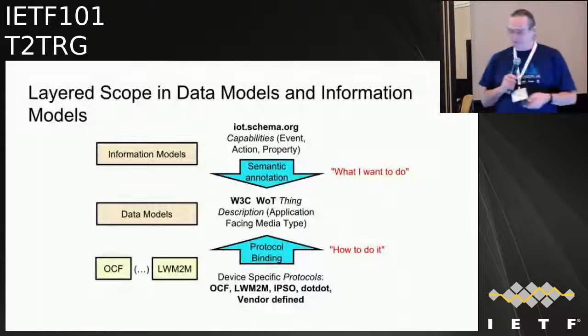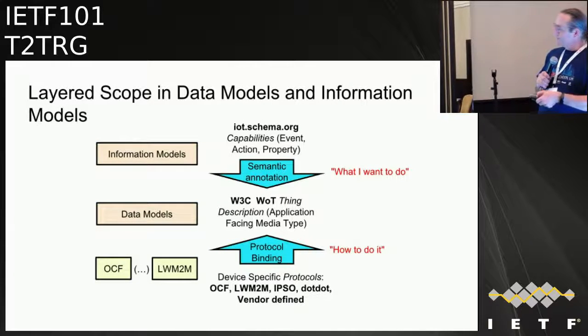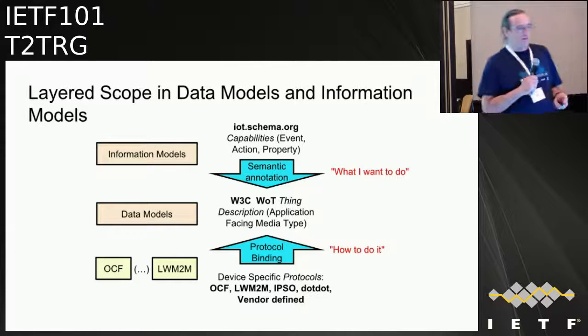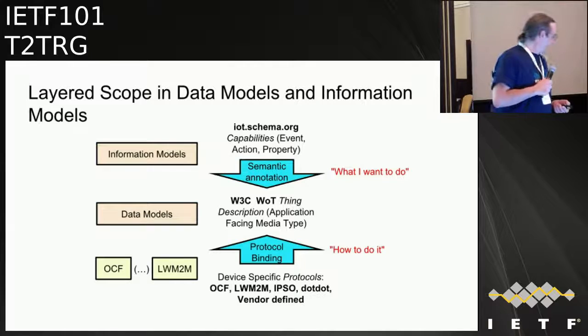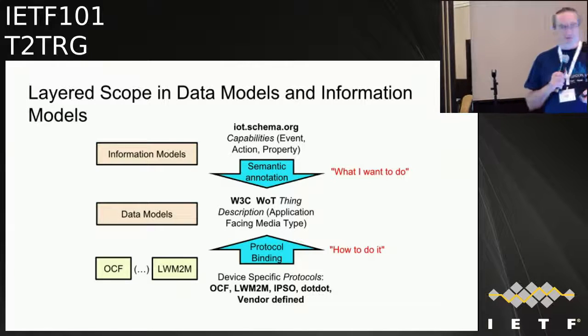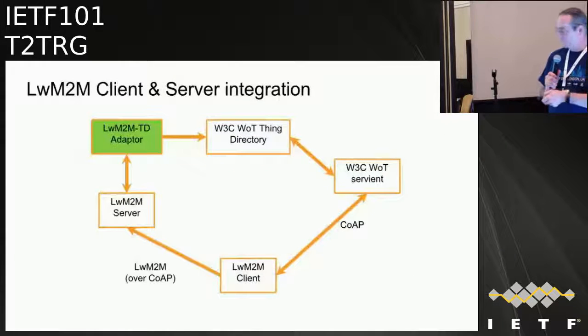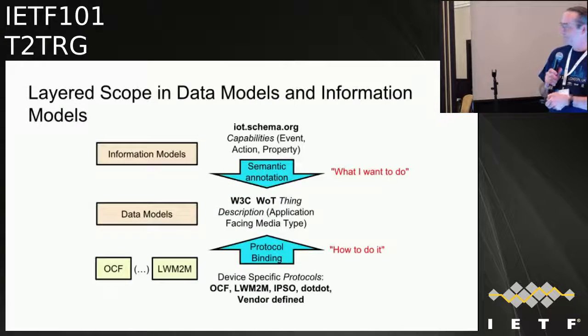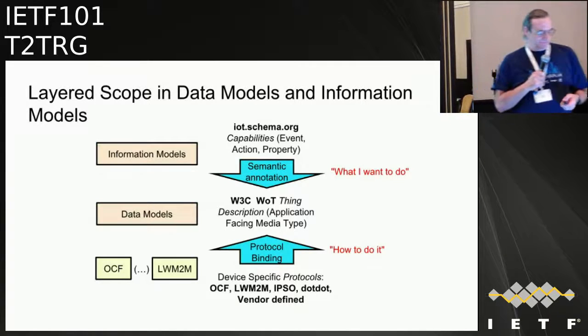So here's a little picture that illustrates this. Thing description has both semantic annotation, high-level information models, and capabilities, like what do you want to do in an abstract sense, and protocol binding, from the device-specific protocols, how do you do it? You know, OCF, lightweight M2M, iPSO, and so on. These are all based on CoAP, but they use CoAP quite a bit differently. There's not an easy way to use them all in a single application without doing some adaptation. And so that's what we do with thing description, a format for adaptation between these different protocols.